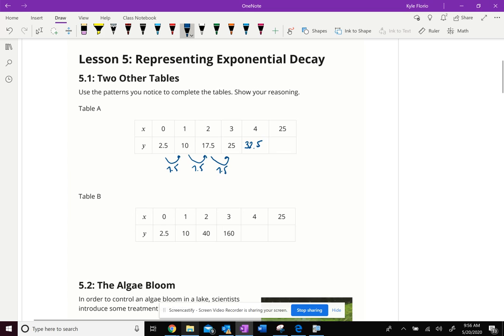Now to get this last one, it's 25. So essentially, when x is 0, I'm starting at 2.5, and I keep adding 7.5. I add it 1 time, 2 times, 3 times, 4 times. I'm going to have to add it 25 times. So I'm going to have to start at 2.5 and add 7.5 25 times. So 25 times 7.5 is 187.5. Plus that original 2.5 is 190. So 190 is what we get.